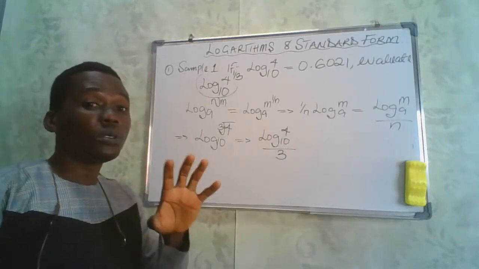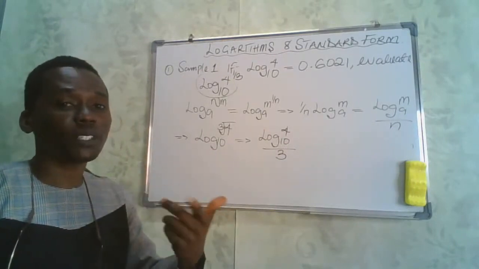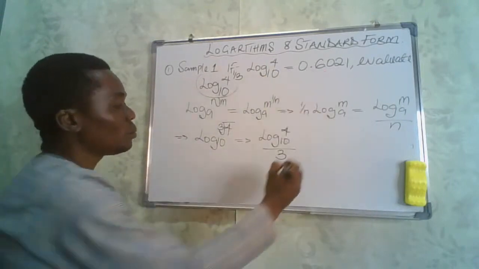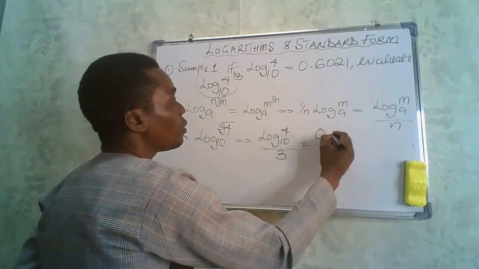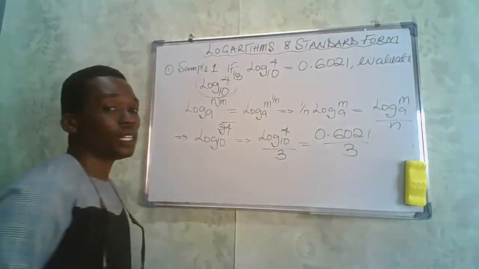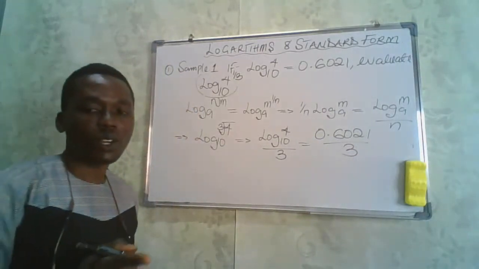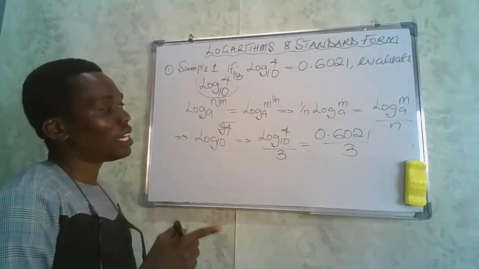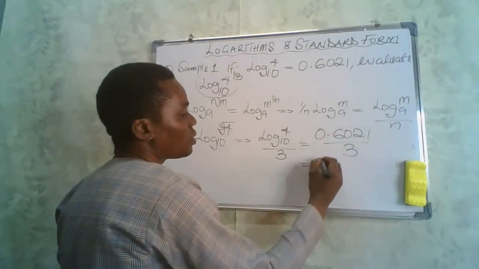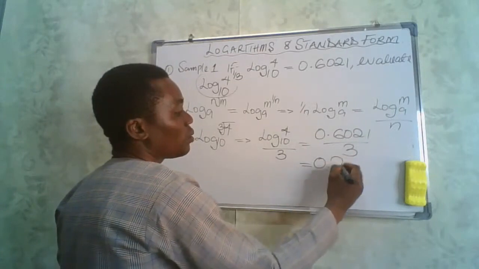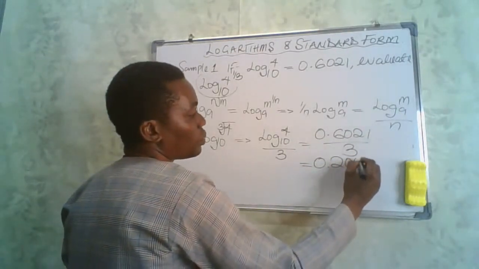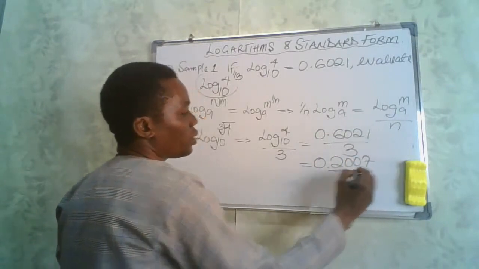So a very simple question. But if you don't know the rules of logarithm, you'll find it very, very difficult. Remember, log of 4 to base 10 is this. So this will simply give us 0.6021 divided by 3. Now, if you divide that by 3, you are simply going to get the answer to your question. So if we divide that by 3, this is going to give us 0.2007, and that will be your solution.